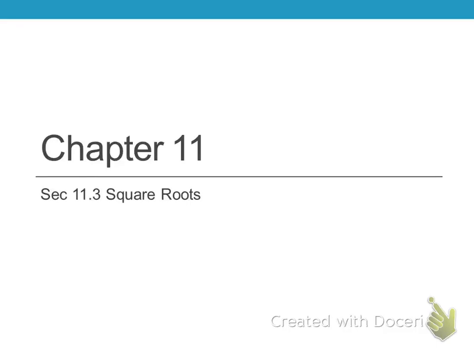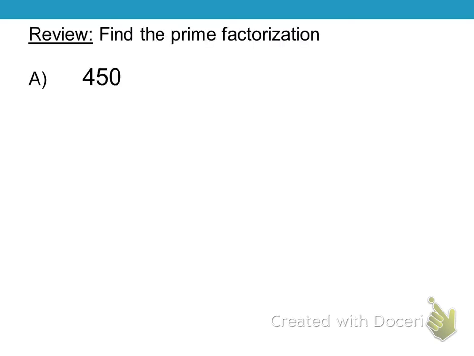All right, so today we are starting chapter 11. We're going to start with simplifying square roots. Before we do that, we're going to review how to find the prime factorization of a number. Do you guys remember? Yes. You use a factor tree.